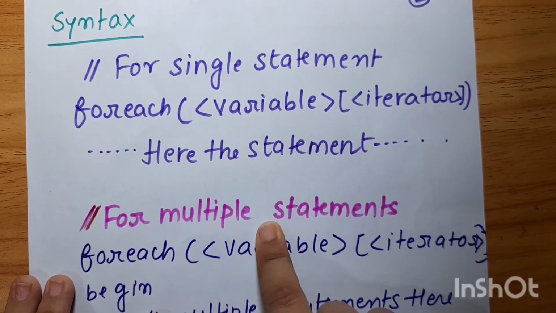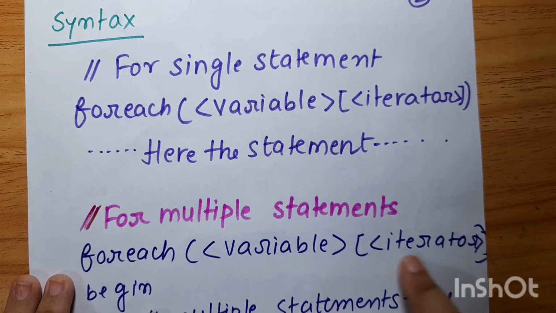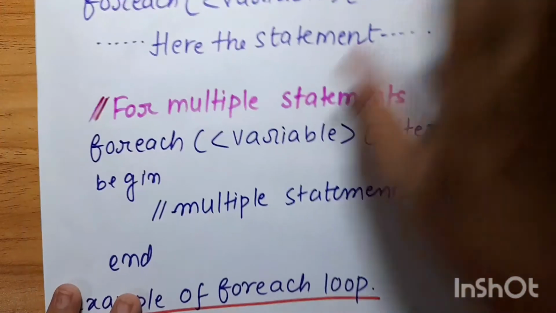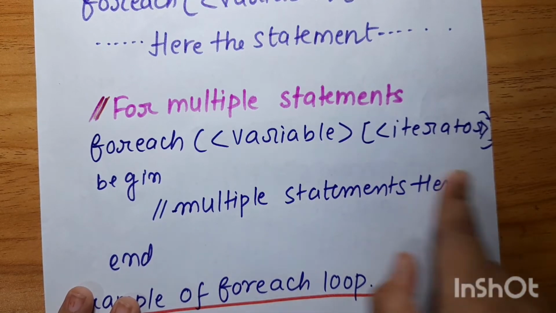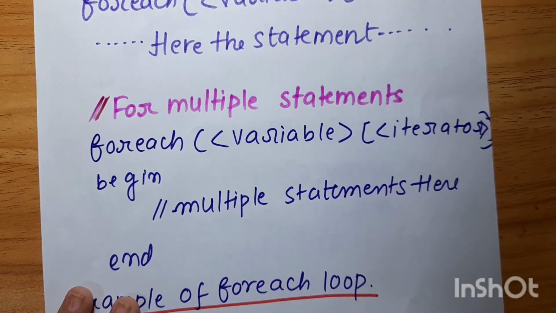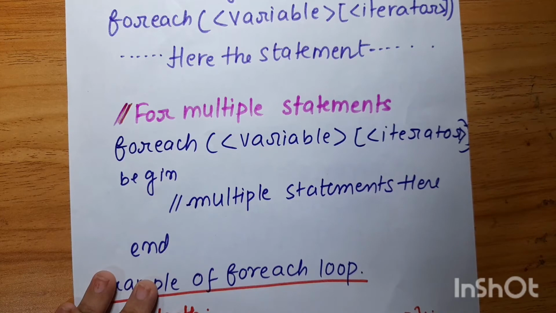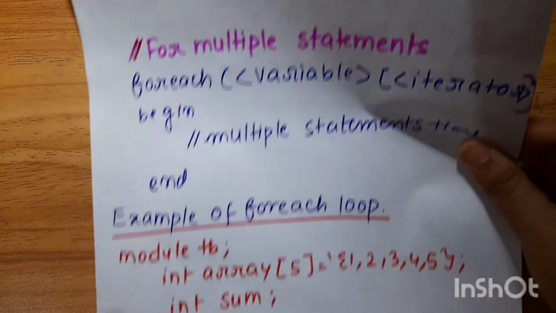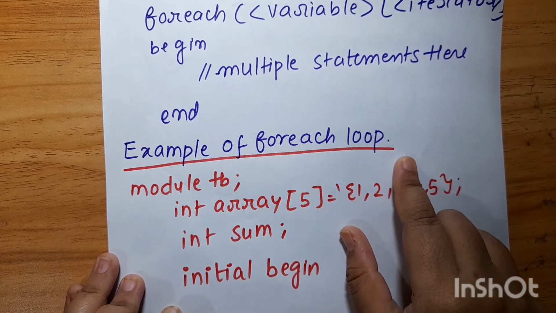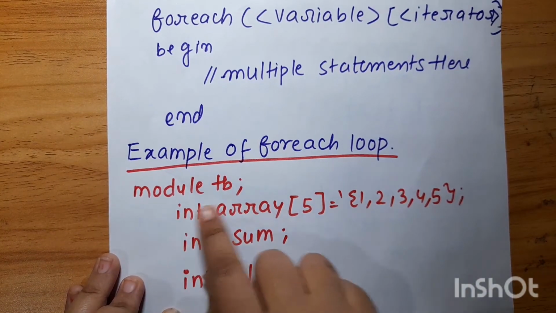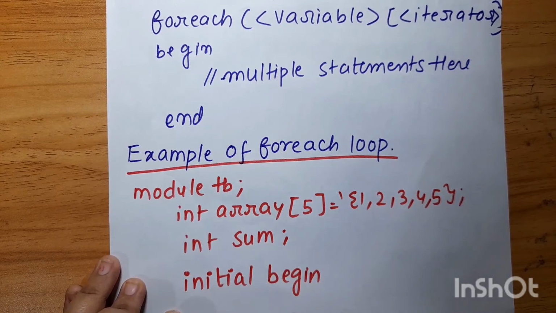So variable name, array variable name, again the iterator, there I will put it inside the begin end. The two sets of statements I will put inside the begin end. Inside begin end I can put multiple statements also. For example, for the foreach loop I have a module block. Name of the module is module TB, semicolon.